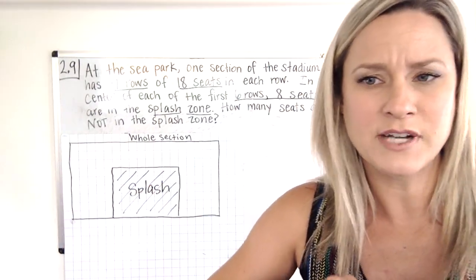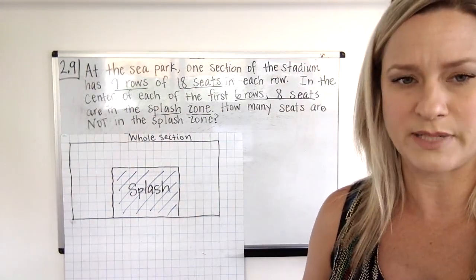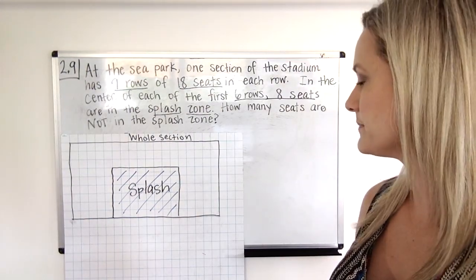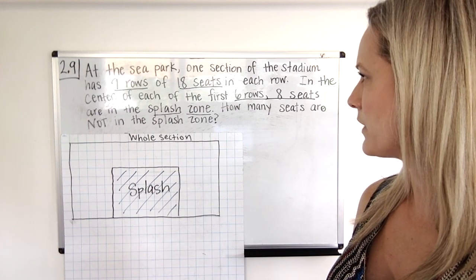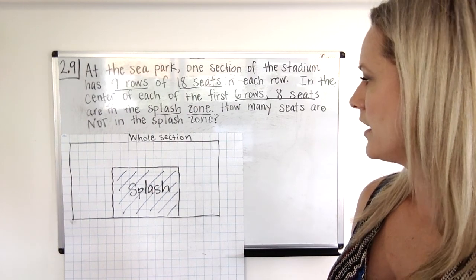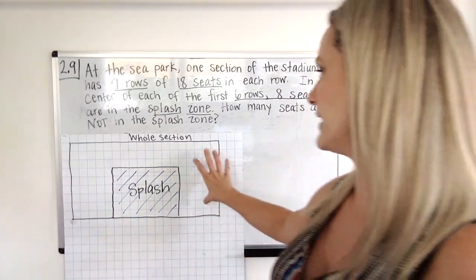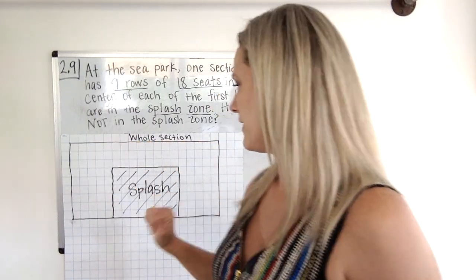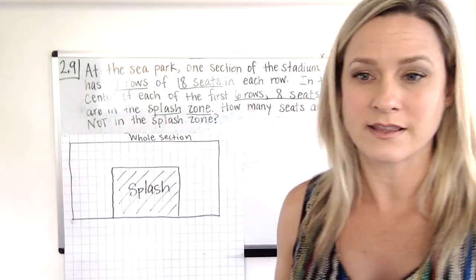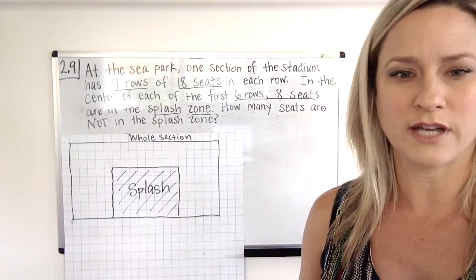So what would your next move be? I want you to think about this. What would your next move be to solve this problem? I'm thinking about what I would do. I think my move personally, I would just find this whole thing, 9 times 18, and then I would probably just subtract the splash zone. That's kind of what I'm thinking. So I think that's what I'll do with you guys.